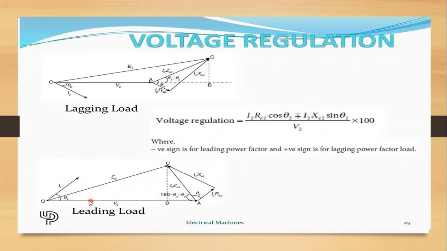And minus for leading power factor. In the same way, for a leading power factor load, I2 is the current. Across a capacitive load, which is called leading power factor, the current leads the voltage by some angle θ2. So for a capacitive load, current leads and voltage lags. Also I2 Re2, the voltage drop, is in phase with the current I2.